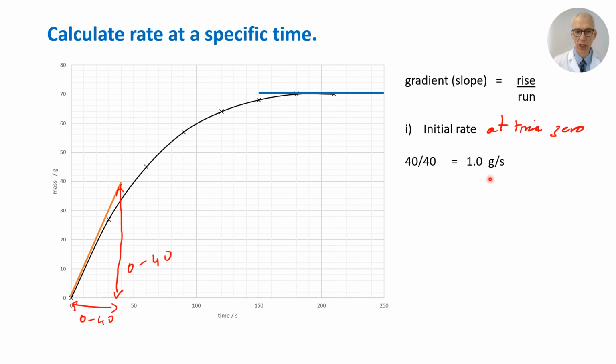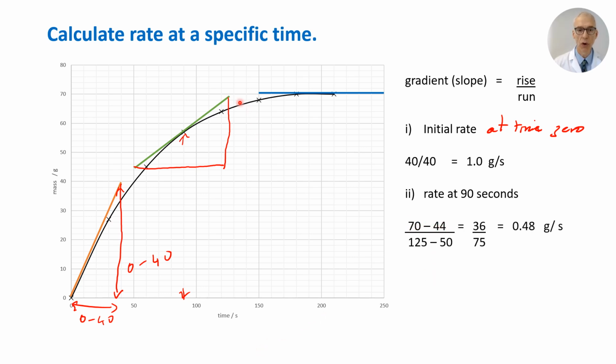Now, if I want to find the rate at a different time, for instance, 90 seconds, again, I find 90 seconds on the scale. That's the curve at 90 seconds. I draw a tangent to the curve at 90 seconds, and I work out the rise and the run. So the rise this time is 70 minus 44, because we started at 44. So it's the difference between 70 and 44, which of course is 36.